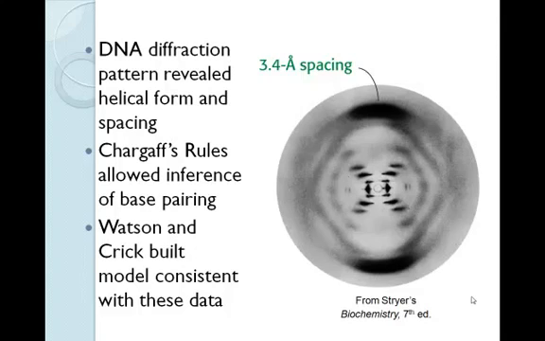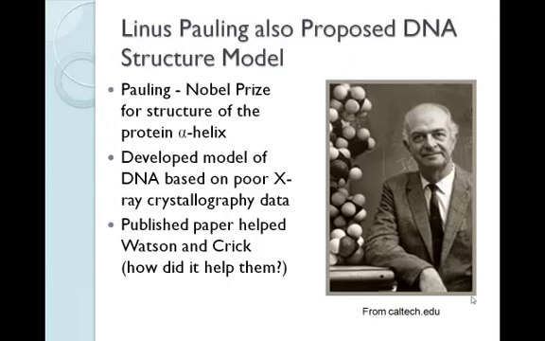This photo, taken by Rosalind Franklin, was an important clue to understanding DNA structure. Her photo showed that DNA is a helix, and the spacing of the atoms in the helix could be measured by a careful examination of the photo. With this piece of information and knowledge of Chargaff's rules, Watson and Crick built a model for the structure of DNA. About the same time, the American chemist Linus Pauling also attempted to solve the structure of DNA.